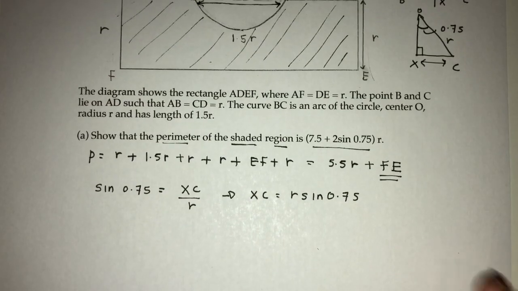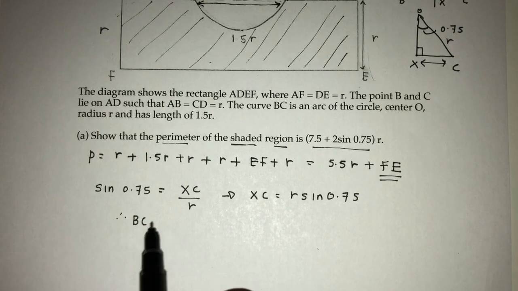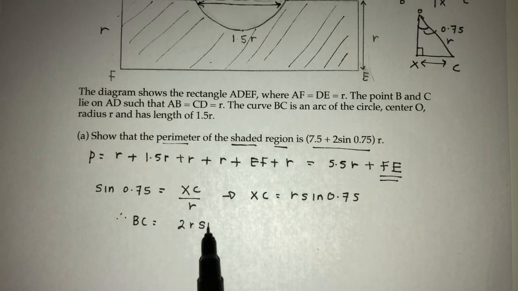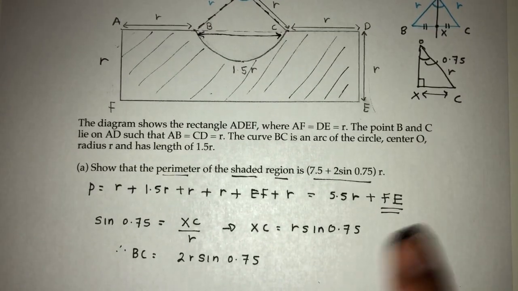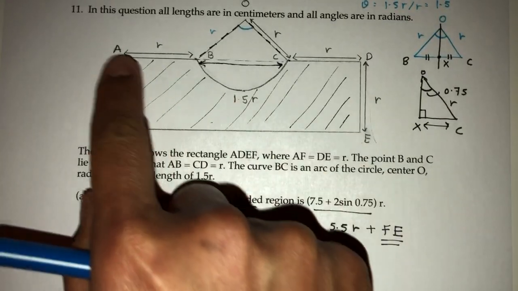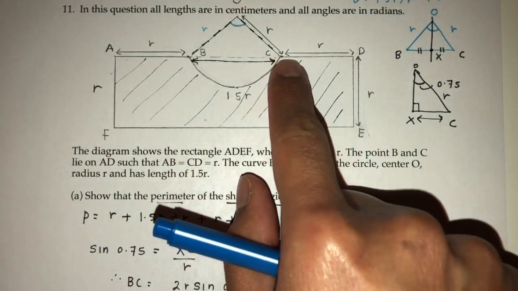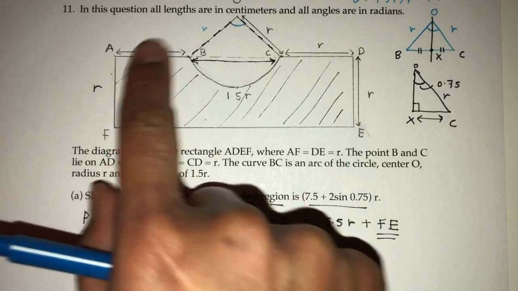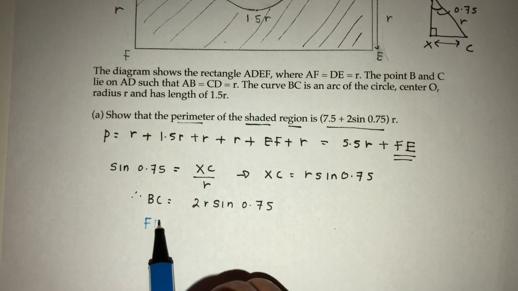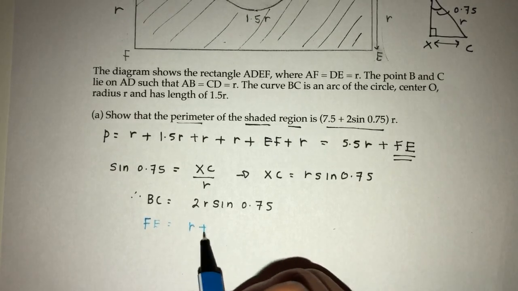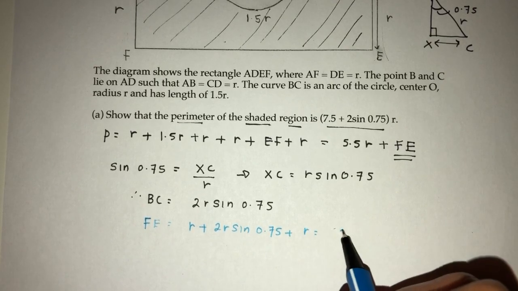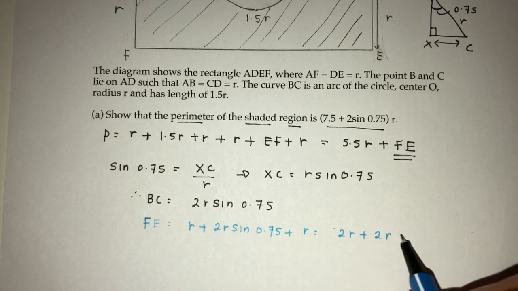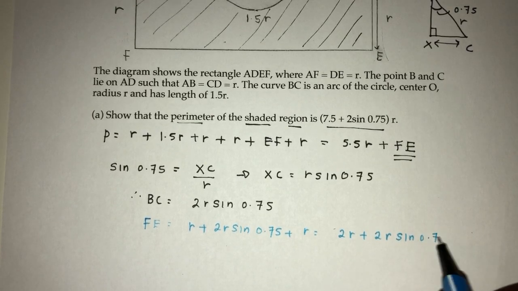Now, of course, you want to find BC. BC is 2 times XC, that will be 2R sine of 0.75. So now you can find the length of FE. FE is the same as AB, BC, and CD. So AB is R, CD is R, BC is this length. So FE has to be R plus this length and plus R. That will be 2R plus 2R sine 0.75.